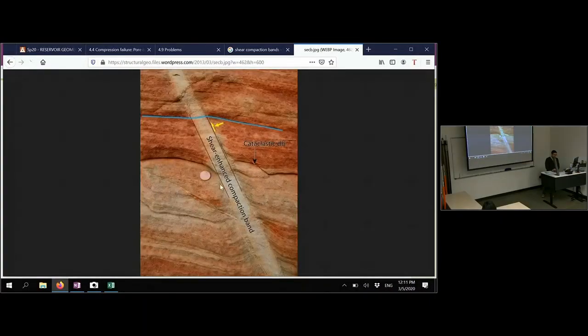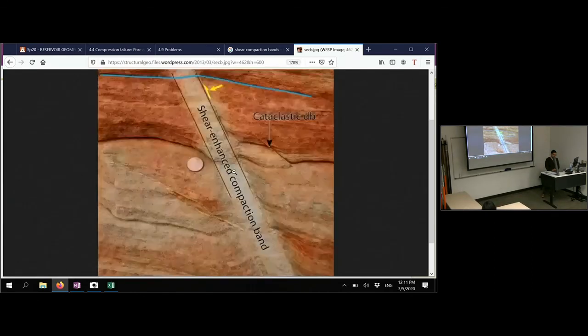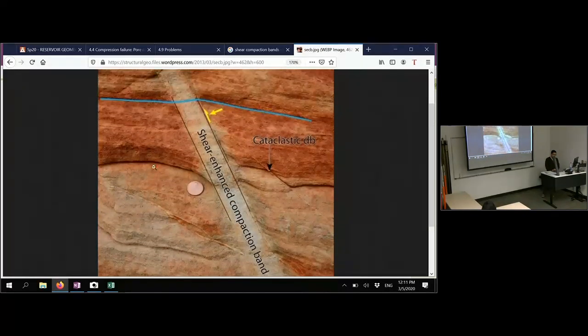It's actually going to be a barrier. So if you look at this sandstone, probably the permeability of the matrix might be high, but when you get to the shear-enhanced compaction bands, that's going to be a barrier to flow. So that's going to block your flow. So in this case, this is not good.